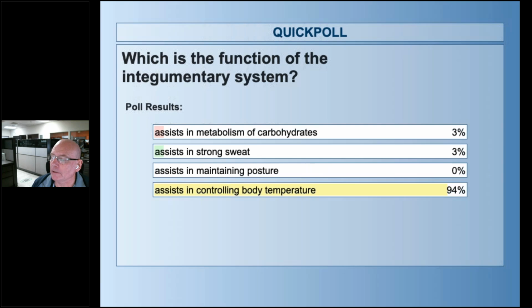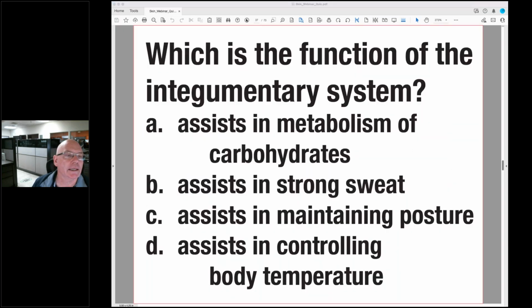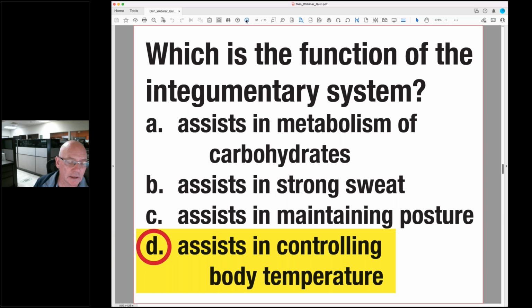Closing or hiding the results. And the answer, yes, and it is a special note: the function of the integumentary system is assisting in controlling body temperature.